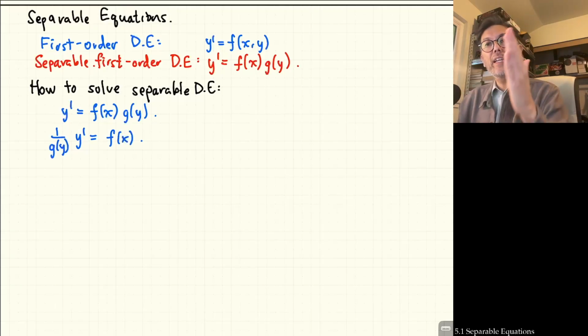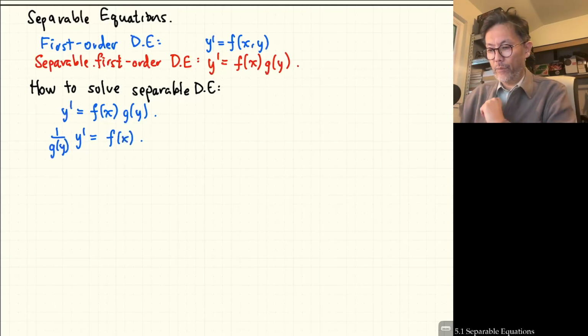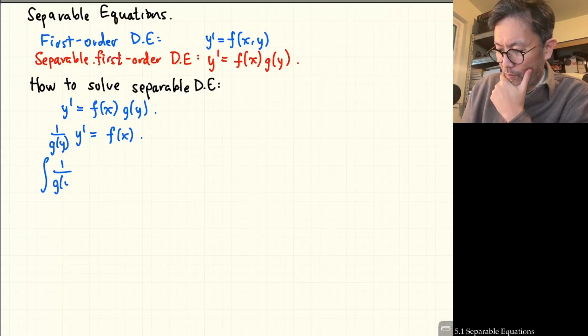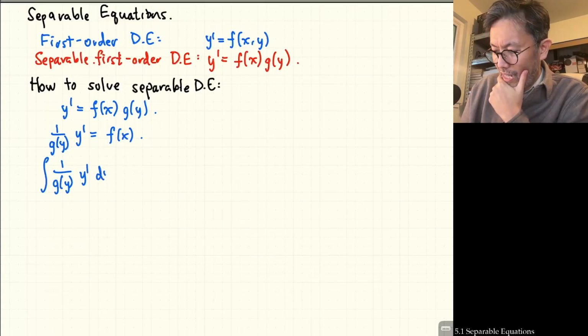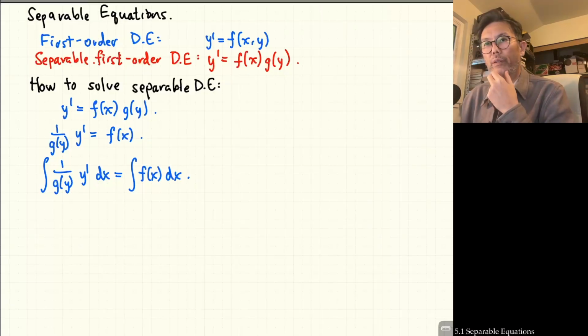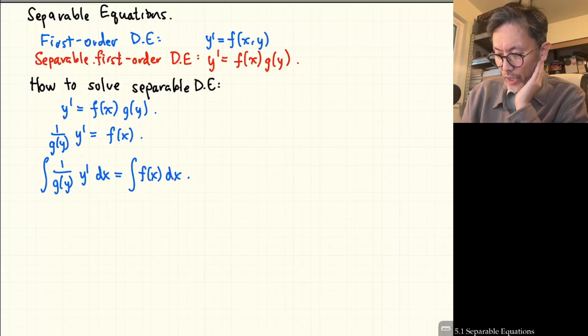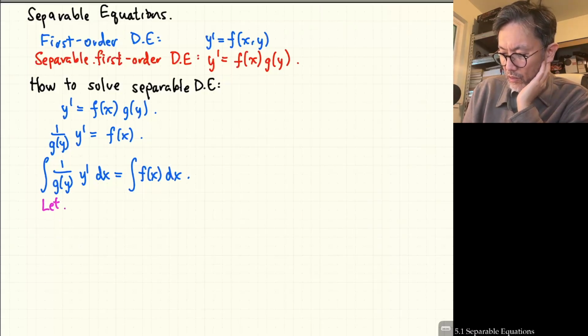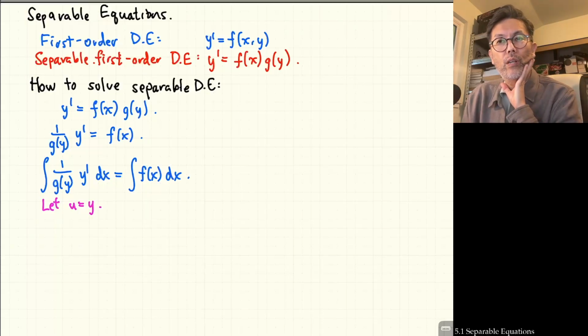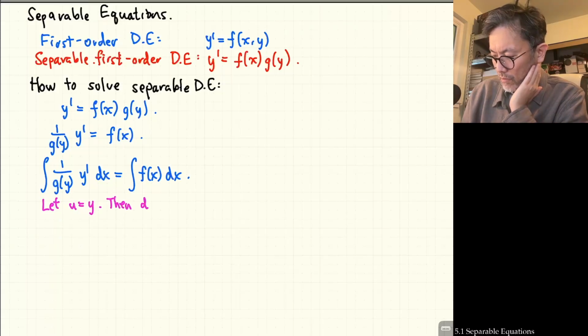So what I'm going to do is integrate both sides with respect to the variable x. This gives me the integral of 1 over g of y times y prime dx is equal to the integral of f of x dx. Now we're going to do a substitution. This is an interesting move. We're going to let u equal y. If u is y, what is du? Well, it's simply y prime dx.